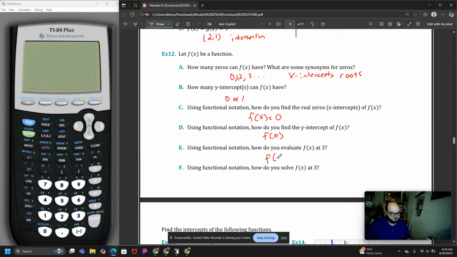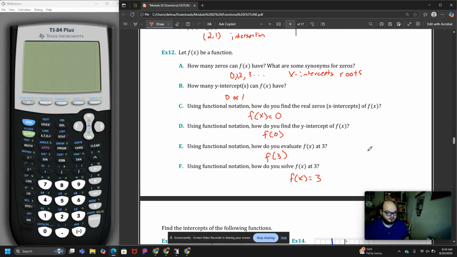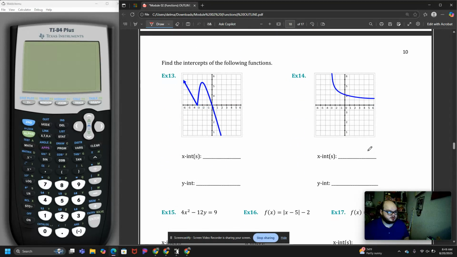How do you evaluate f of 3? How do you evaluate f of x equals 3? So that's when we erase f of x and replace it with 3. So that's just a recap of what we had done.